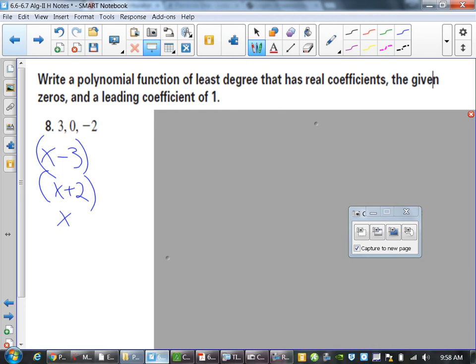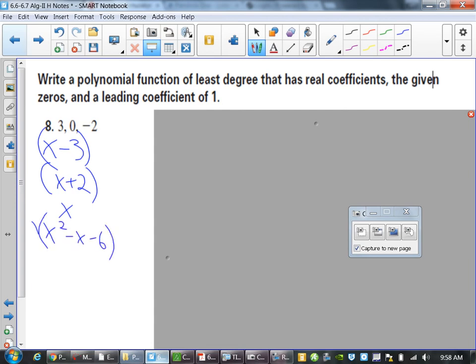Foil it, multiply out. So when you foil out, you get x squared minus x minus 6, and then I have to distribute that last x term. So I would get x cubed minus x squared minus 6x would be the polynomial that has those 3 zeros.